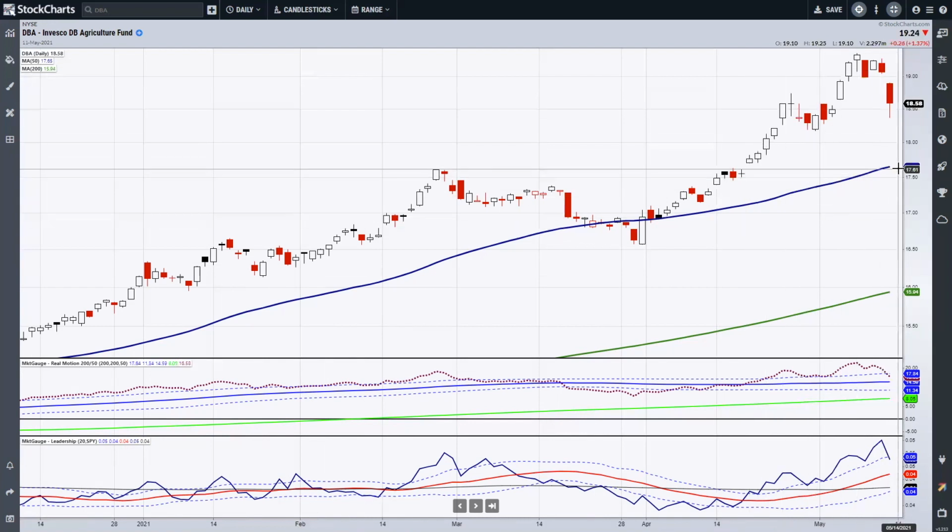But again, big slope positive on that 50. We get anywhere closer to 18, maybe even somewhere between 1770 and 18, it gives you a nice retracement to look at. And especially if real motion continues to hold above the 50, that would also be a good sign too. So at this point, I wouldn't do very much, but I'd be looking for a further correction down to about $18.